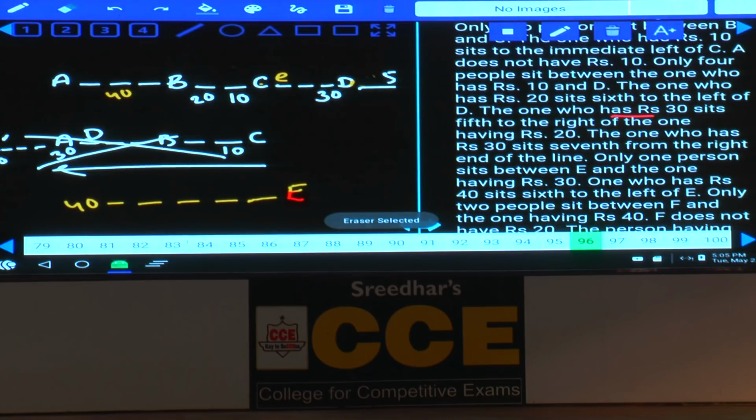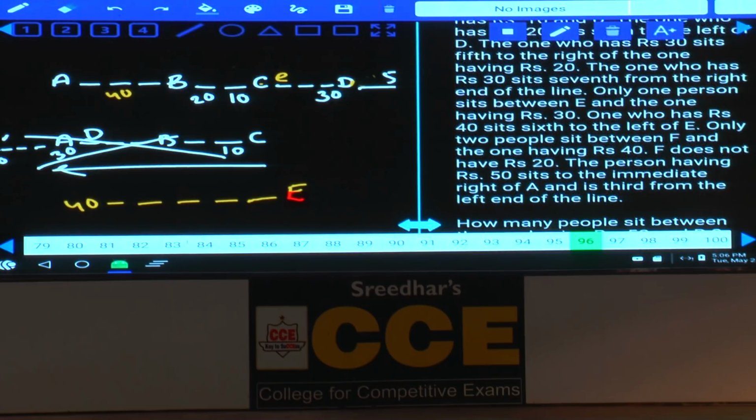Done? Now the one who is having 40 is seated 6 to the left hand side of E. Then what is the next information here? Only 2 people sit between F and the one who is having 40. Hence 1 to F can be here, F can be here, or 1 to F can be here. There are 2 possibilities once again.